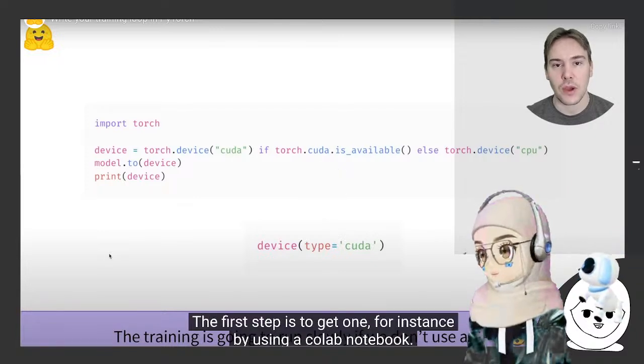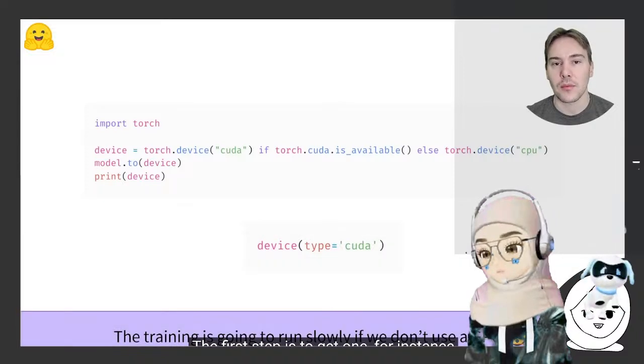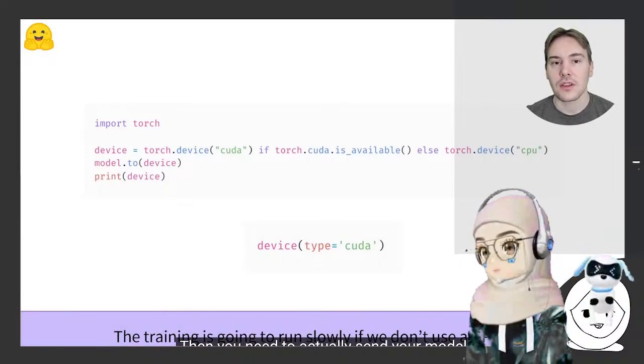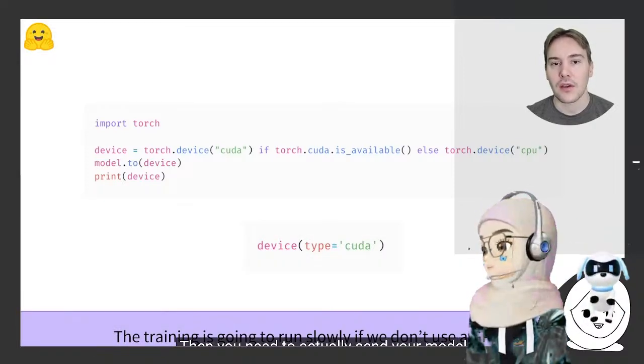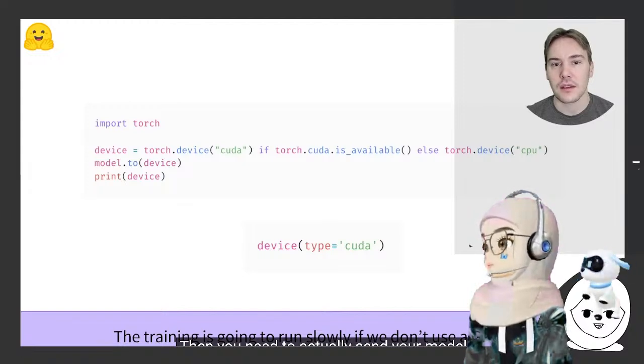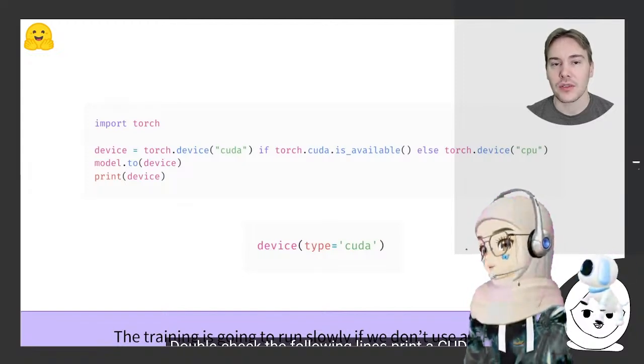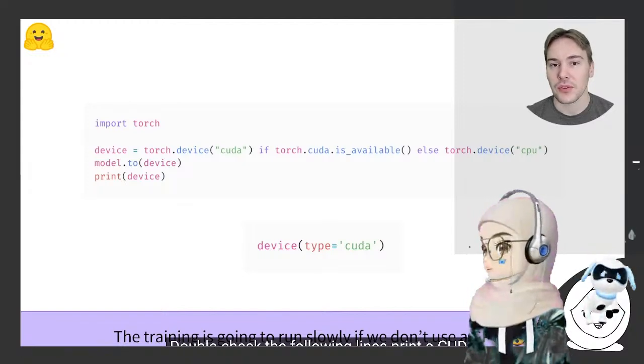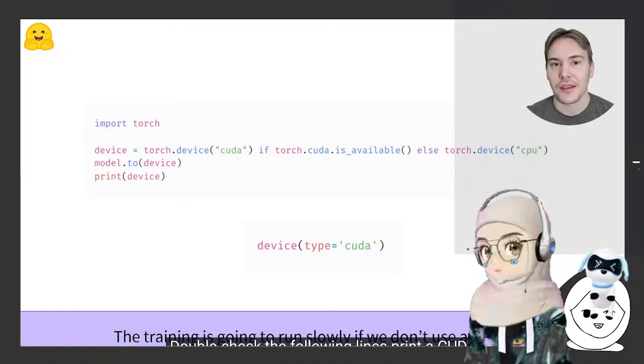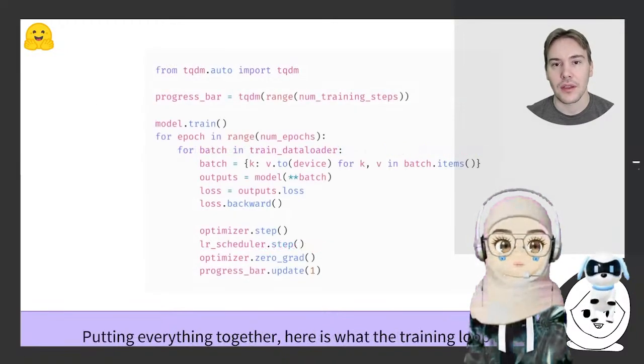The first step is to get one, for instance by using a Colab notebook. Then you need to actually send your model and training data on it by using a Torch device. Double check the following lines point a CUDA device for you, or be prepared for your training to last more than an hour. We can now put everything together.